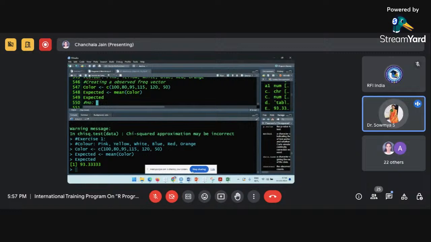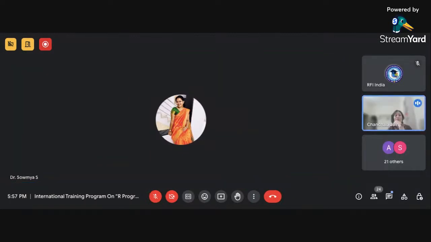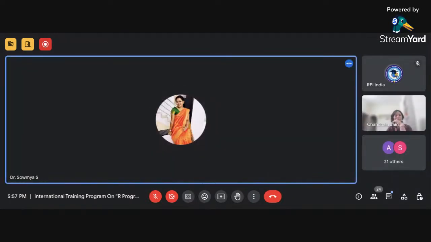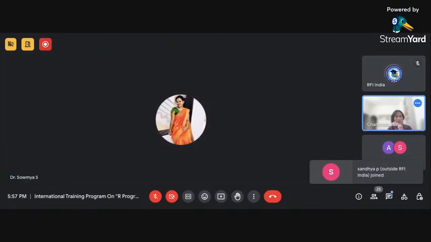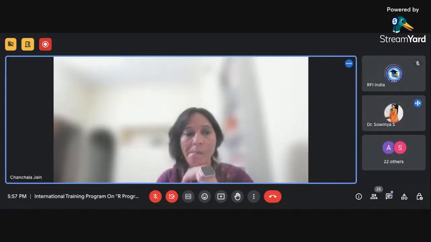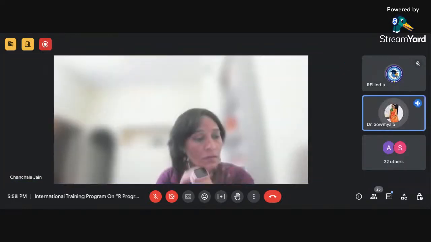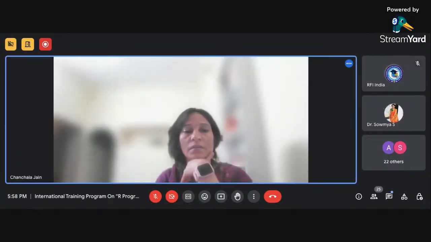There is no association between the color of the candy and the choice of the color. Okay. Who is speaking, ma'am? May I know the name? Saumya. Okay, fine. Good attempt, ma'am.